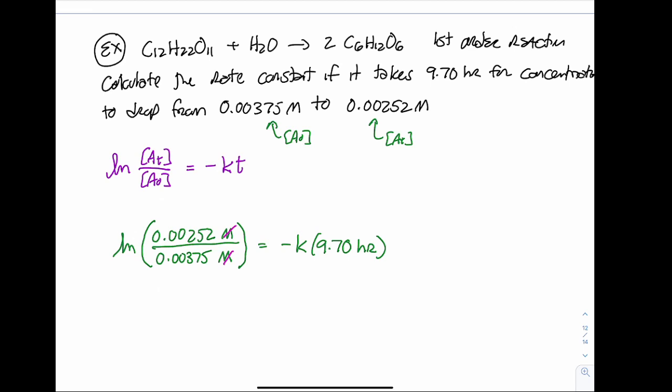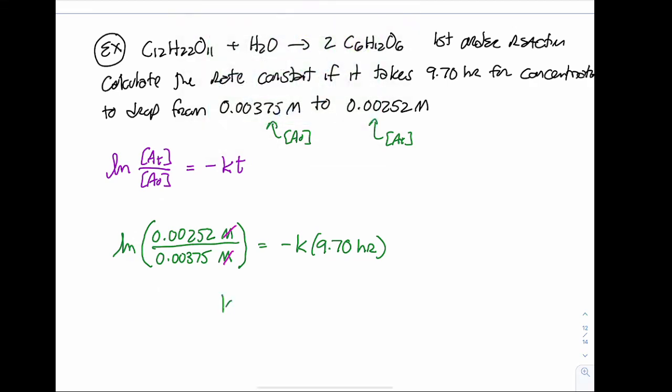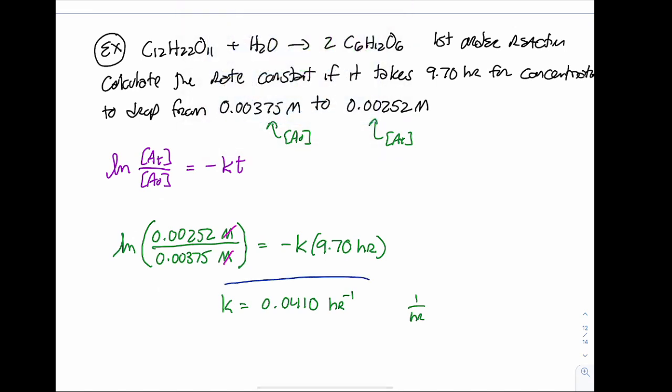And then I end up that k is going to come out to 0.0410 hours to the -1, or 1 over hours, however you prefer to write it. Either one is fine. But that is going to be my final answer here.